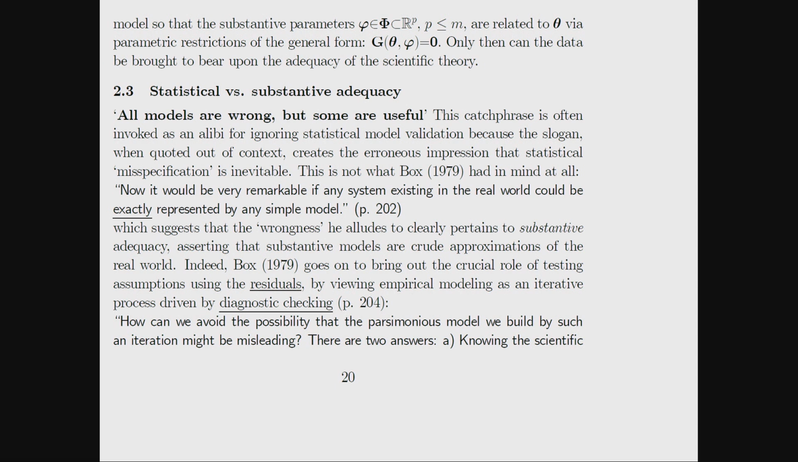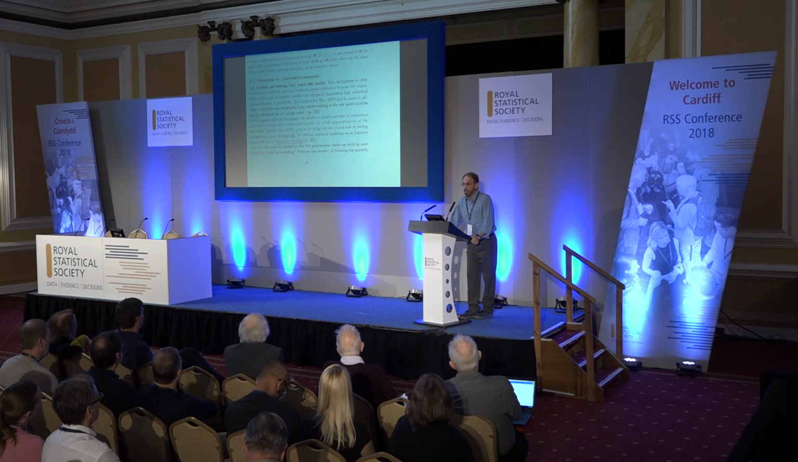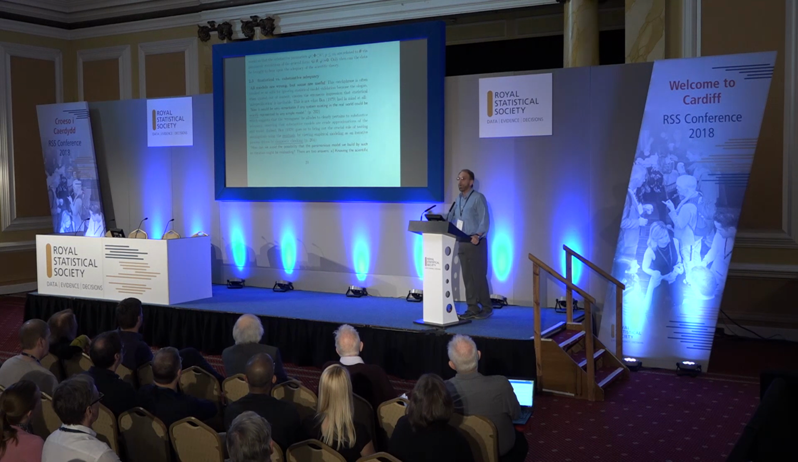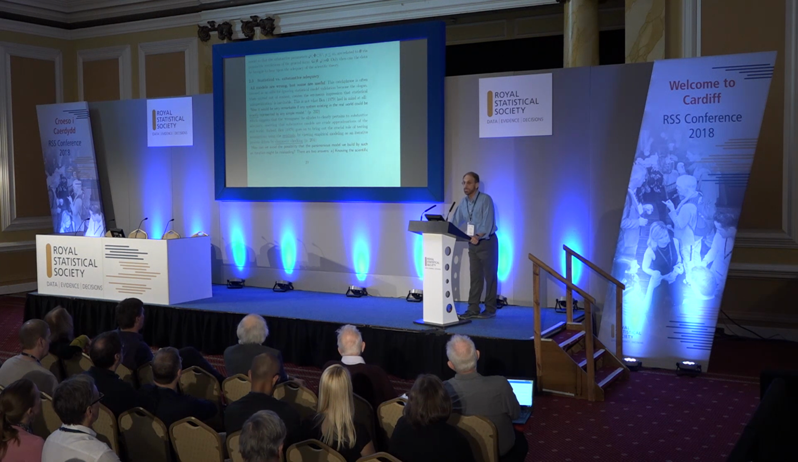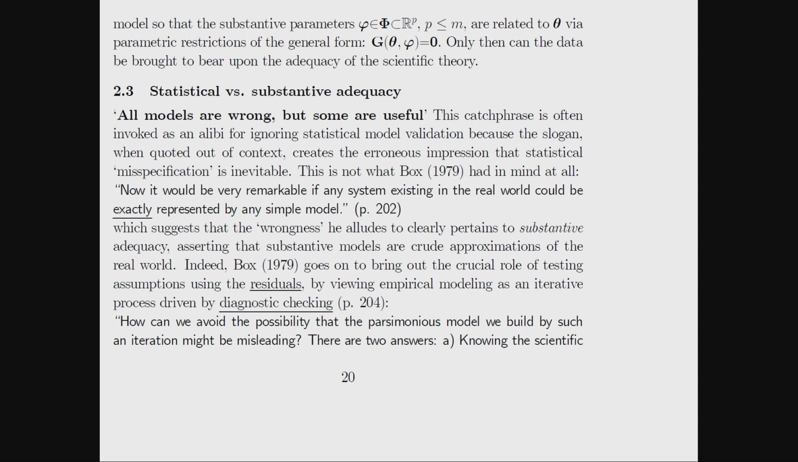So people confuse the two, so they use the Box slogan, all models are wrong, but some are useful, and they think that's absolution from the sin of statistical misspecification. It's not. Please read George Box. He's very clear. When he says all models are wrong, he means they are not exact pictures of reality. Thank you. That's why we call them models. But he goes immediately and says, test your probabilistic assumptions using residuals. George Box and Jenkins produced the classic textbook on time series with diagnostic testing. So he's not leaving that out.